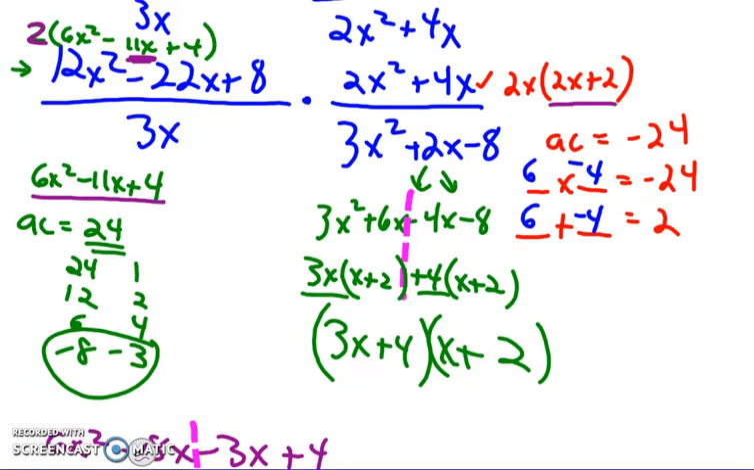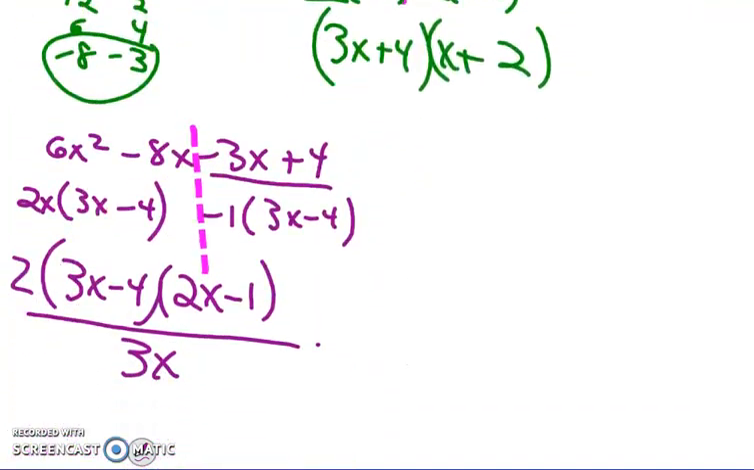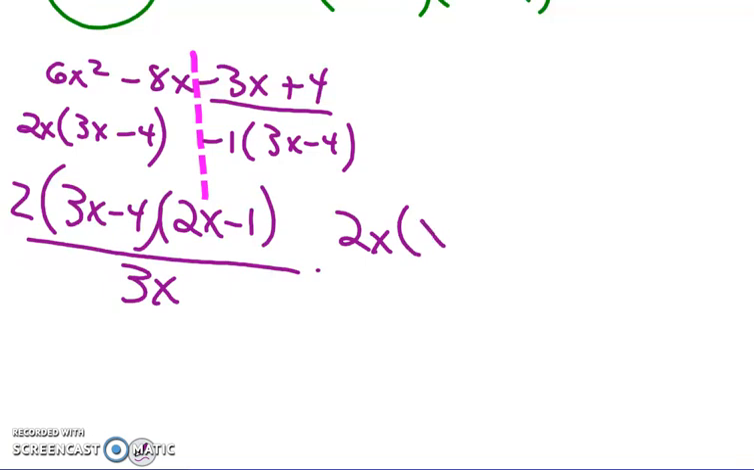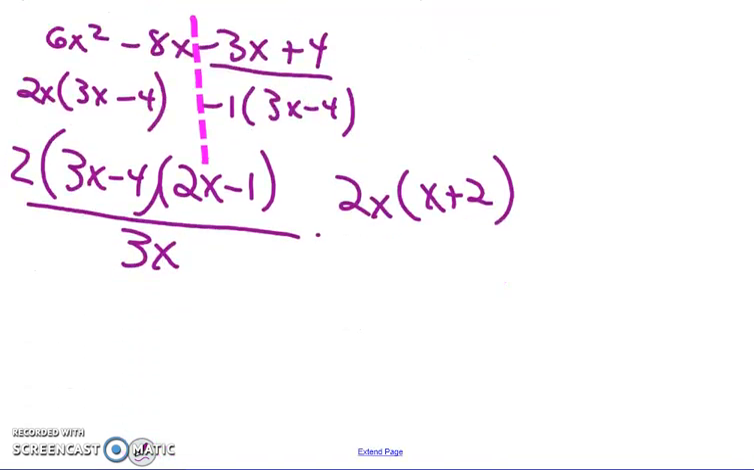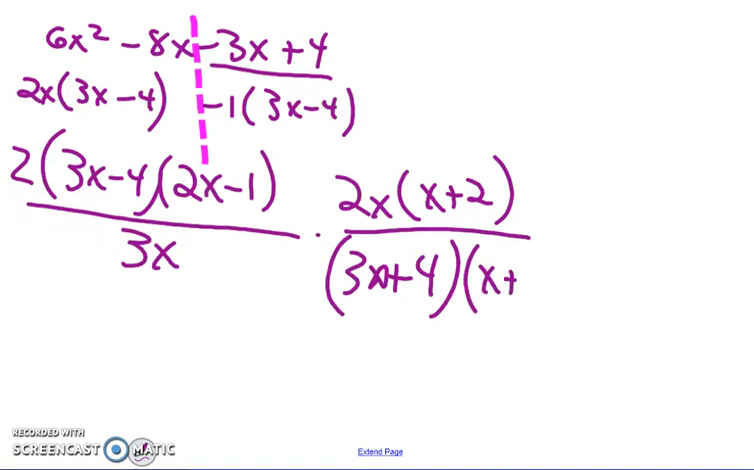What is it? Anybody see it? It's not right. If I factor out a 2x out of 2x squared plus 4x, it should be 2x times x plus 2. Not that. Okay, 2x times x plus 2 is here. And then my second denominator was 3x plus 4 times x plus 2. All the hard work is now done. And I'm going to cancel out some like terms.